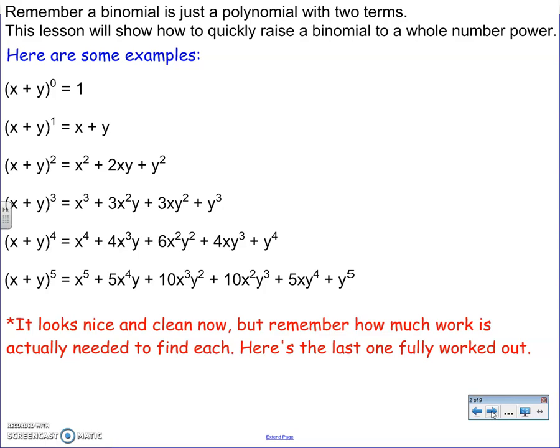You have x plus y altogether cubed. You could FOIL it, combine terms, then multiply, then combine terms again. You get that. You could also use the sum and difference of cubes formula. Then we have x plus y to the 4th power, x plus y to the 5th power. Now it looks nice and clean right here on the screen, but remember how much work it is to do each. Here's the last one, the x plus y to the 5th power, all worked out.